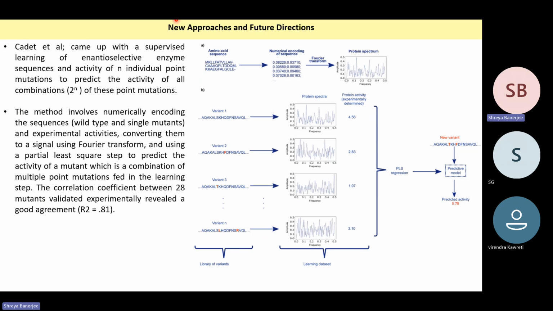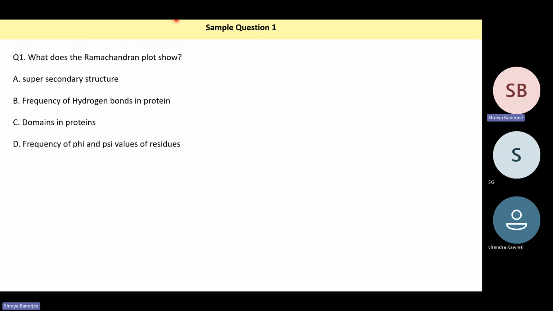I will now discuss some questions based on these topics that we have discussed. One question is, what does the Ramachandran plot show?